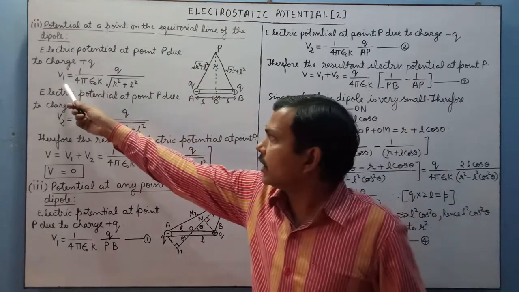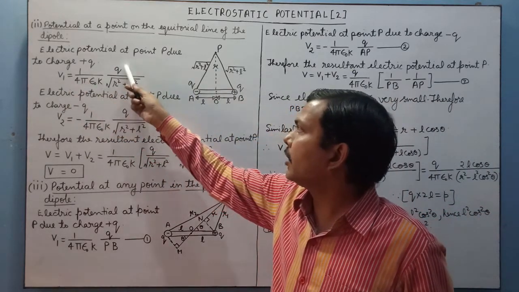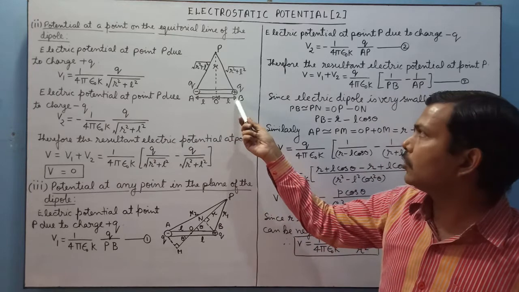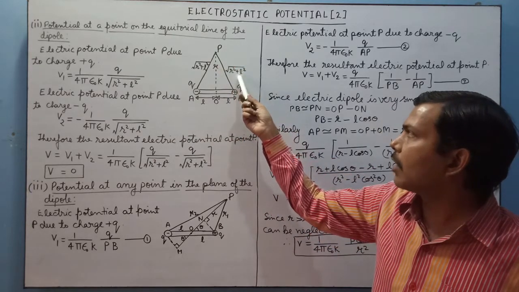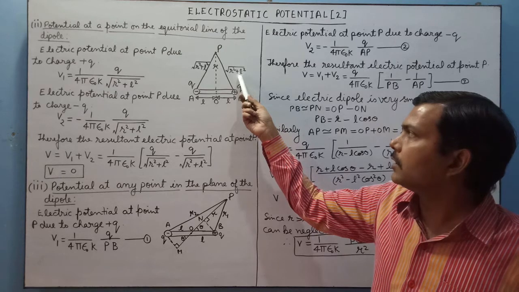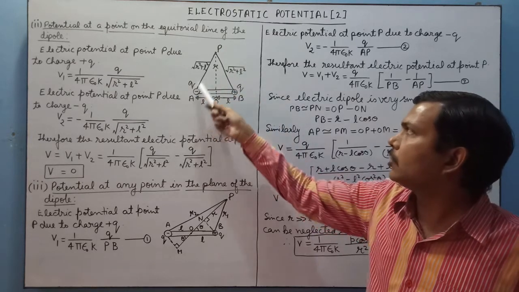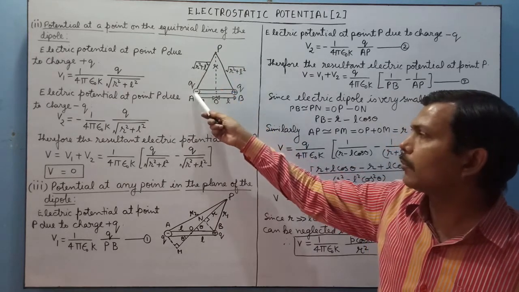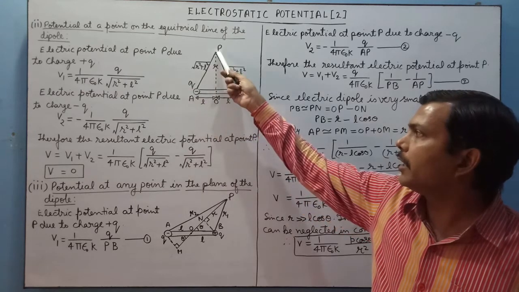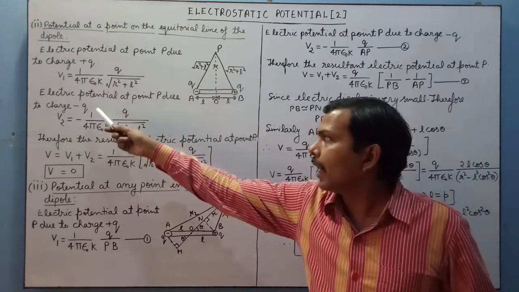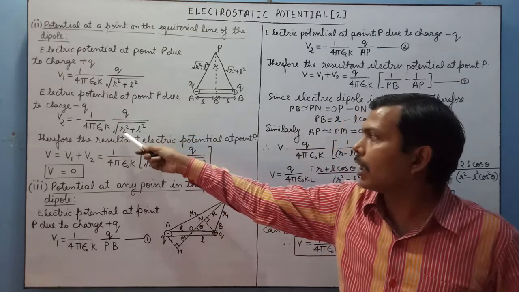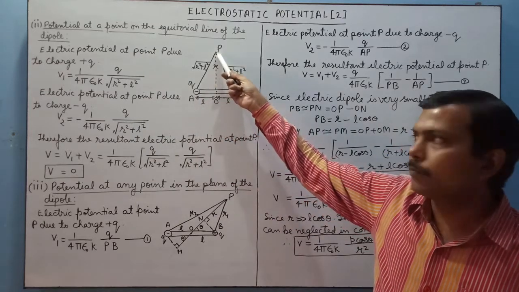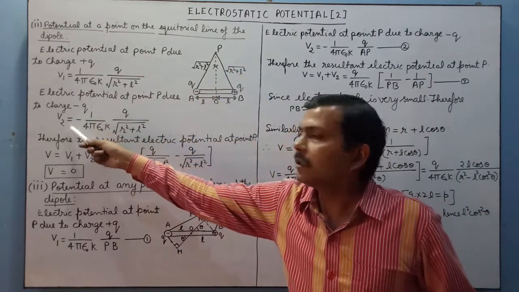It will be V1 is equal to 1 upon 4 pi epsilon 0, k q upon under root r square plus l square. Here the distance of this charge plus q from point P is under root r square plus l square. Similarly, the distance of charge minus q from point P is also under root r square plus l square. Now the electric potential due to this minus charge at point P is equal to minus 1 upon 4 pi epsilon 0, k q upon under root r square plus l square. Electric potential due to negative charge is negative, and hence here comes a negative sign.